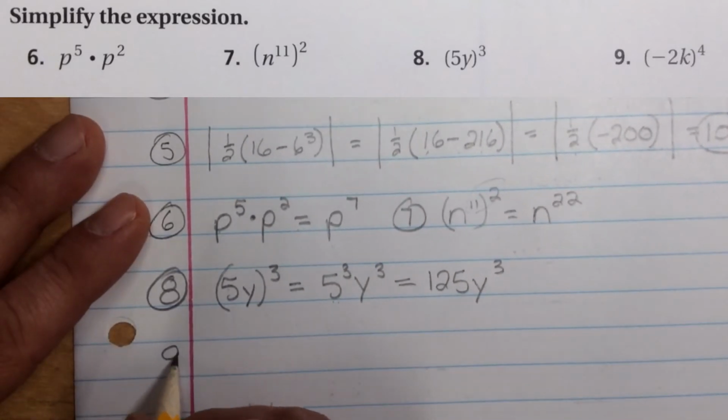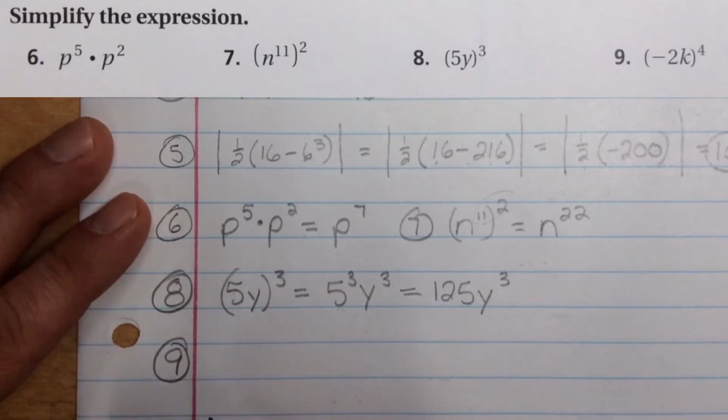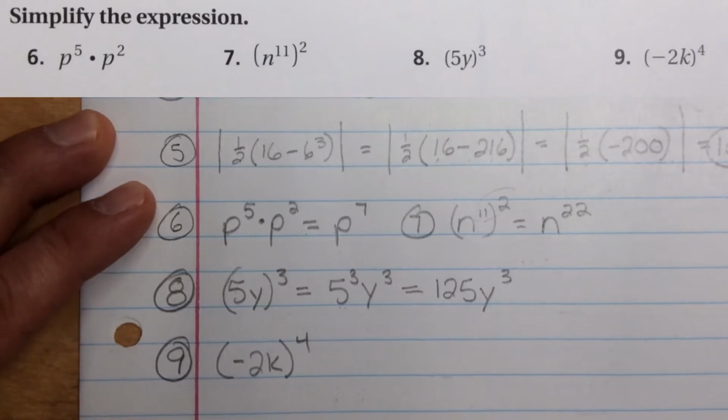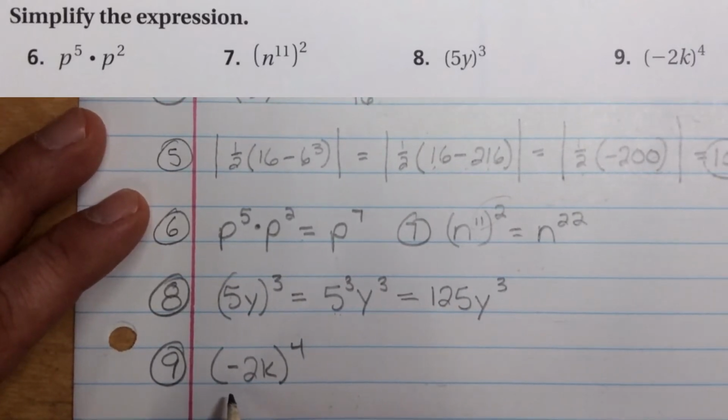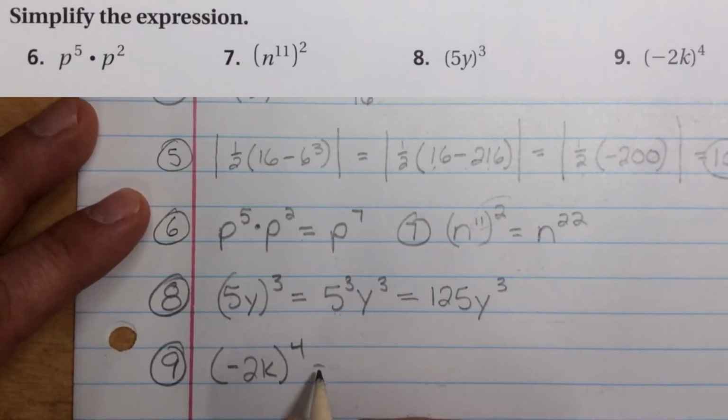And number 9, in parentheses, -2k to the 4th power. -2 times -2 is +4, times -2 is -8, times -2 is +16. So this is going to equal 16k to the 4th power.